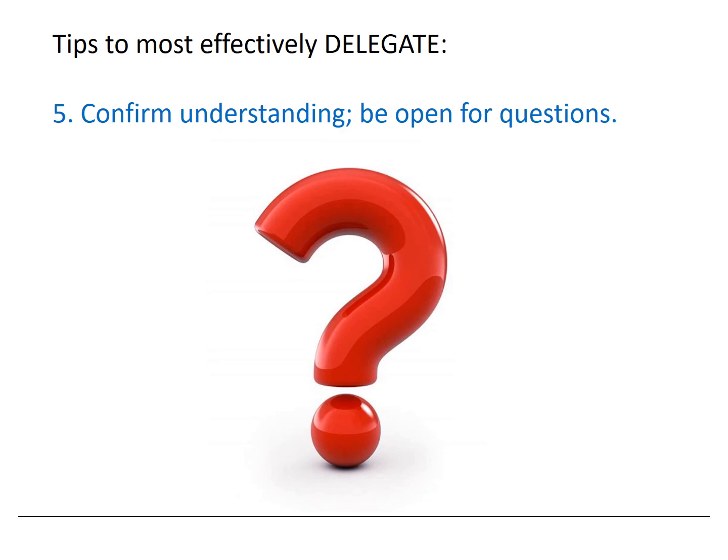Tip number 5 is to confirm understanding and be open for questions. The best way to confirm understanding is to ask the employee to repeat back to you in their own words what they understand the task to be. That gives you the chance to ensure you're both on the same page. Imagine if I had done that in the golf ball example we talked about a few minutes ago. Make sure to ask the employee if they have any questions about the task, then patiently answer the questions.